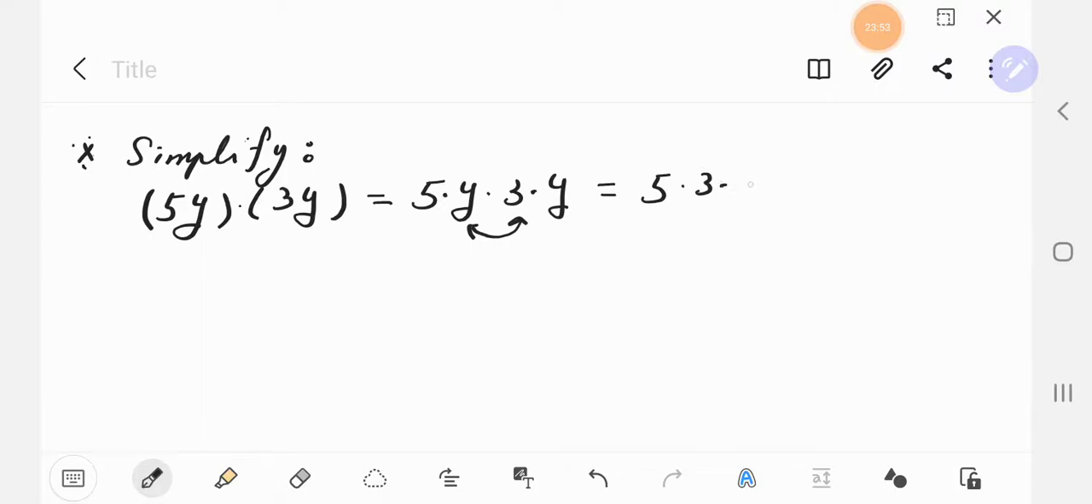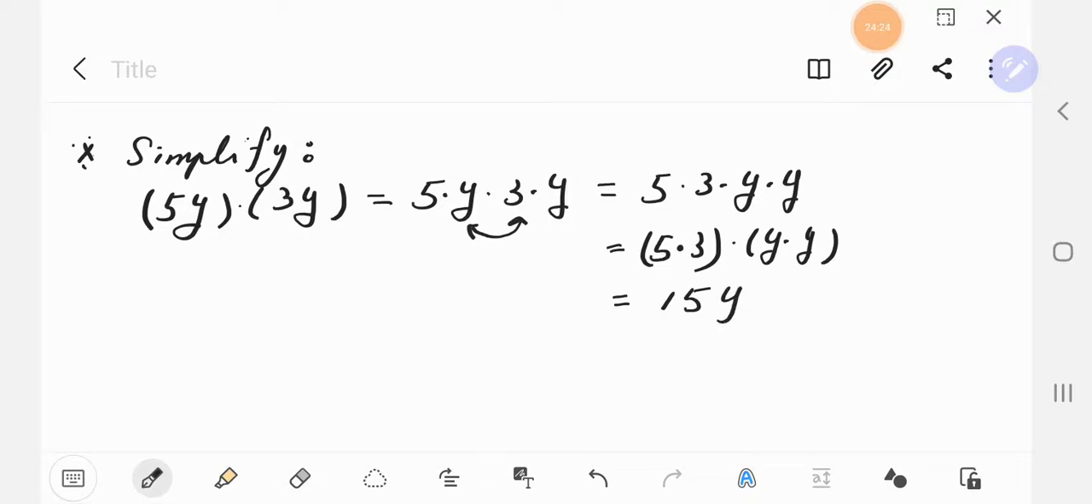So you are using the commutative property of multiplication. And then from this, you can regroup it. These are all products, so you can regroup this. So that is 5 times 3 first, and then y times y together. This is the multiplication property of what? Association, right? So 5 times 3 is 15, and y times y is y squared. Make sense?